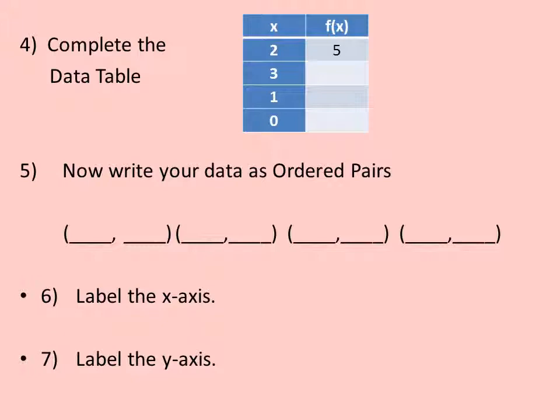If you haven't put your data into the data table, let's do that now. That's question number 4. Question number 5 says to write your data as ordered pairs. Get that done. You may need to pause the video to do this.